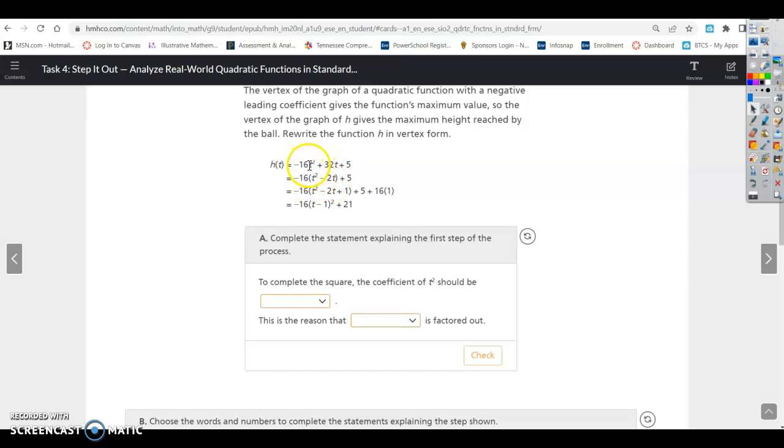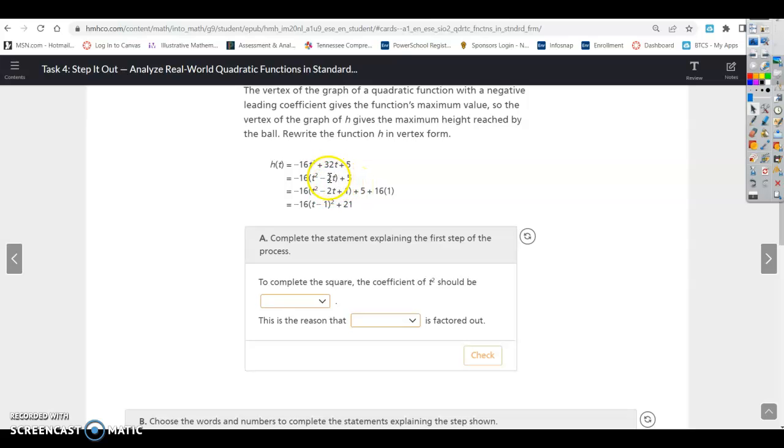That's because to rewrite it, we need to do completing the square. So the first thing you need to do is get rid of your a term by factoring it out. So negative 16, factor that out of your quadratic and your linear term. So we've got negative 16 times t squared minus 2t. Negative 16 times negative 2 is 32. So they just rewrote that in factored form.